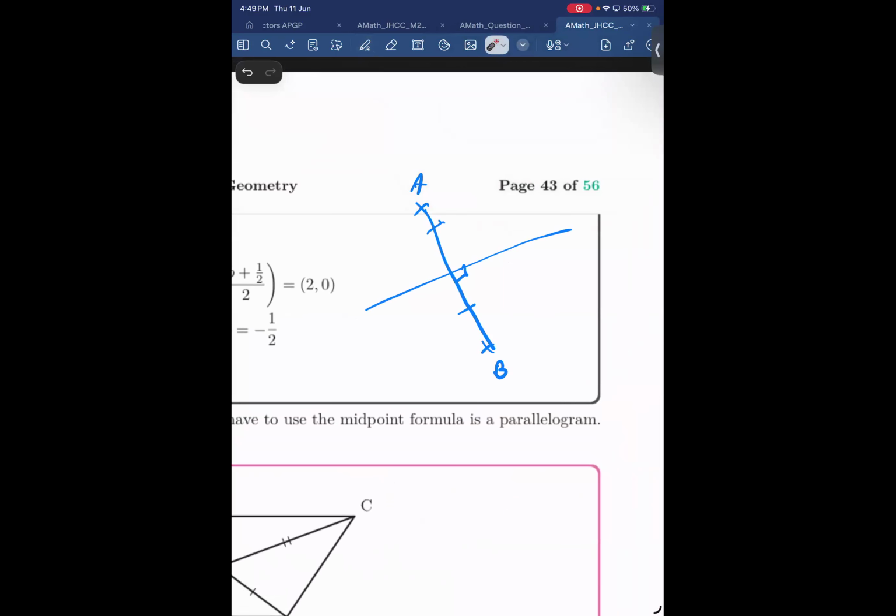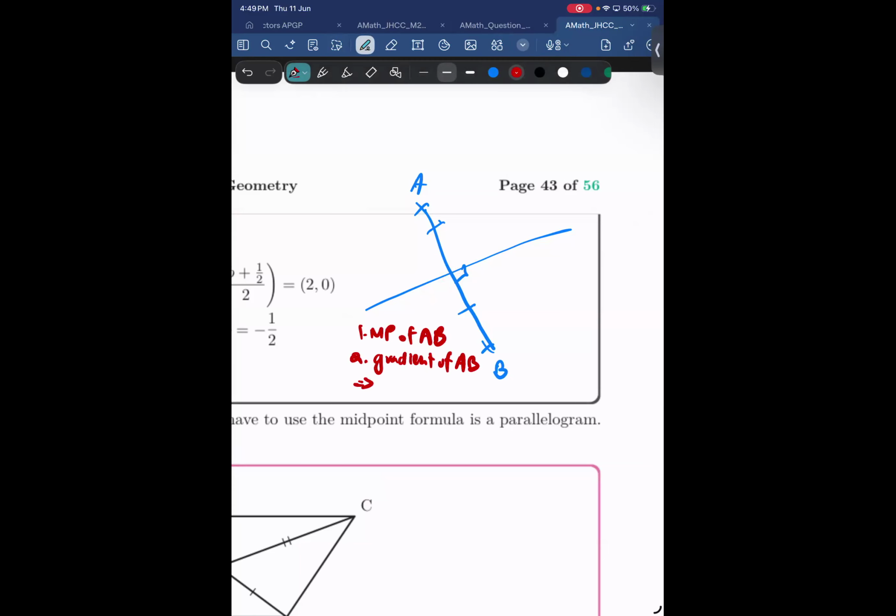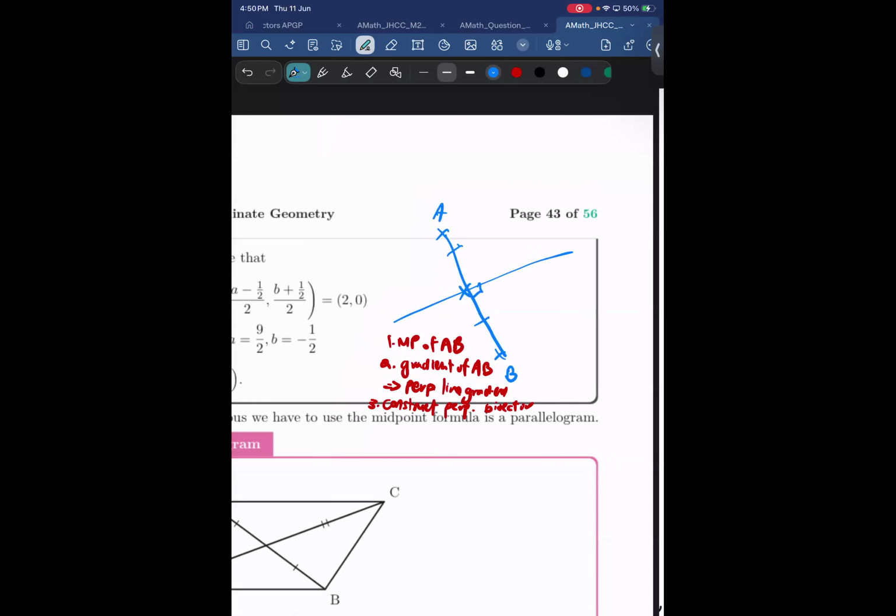You need two conditions. First, you need to find the midpoint of AB. Second, you must find the gradient of AB, then you find the perpendicular line gradient, which is -1 divided by that. Then finally you construct your perpendicular bisector. So you need a midpoint, then the gradient of the line, then you calculate the gradient of the perpendicular line, then you use this point to pass through. So that's the first thing.